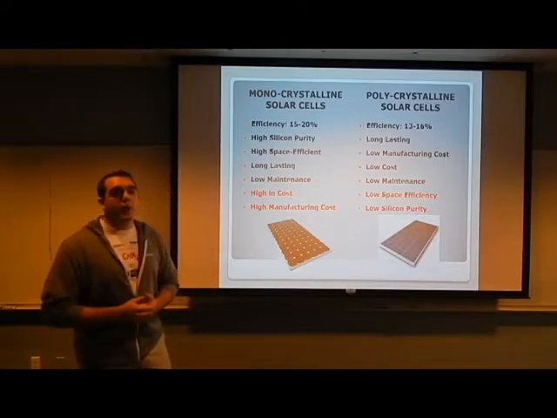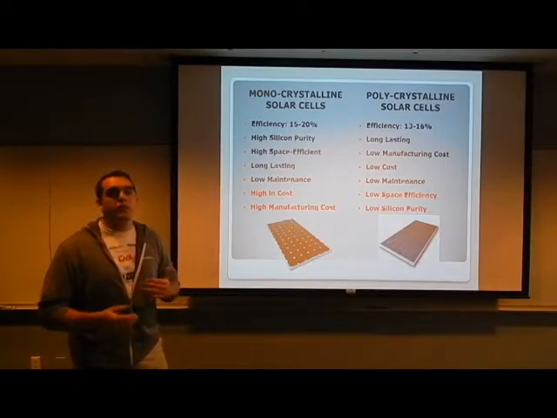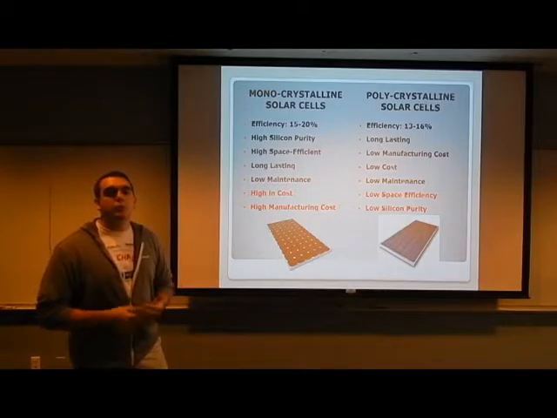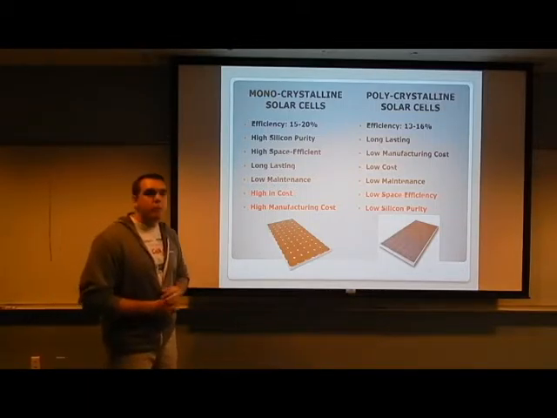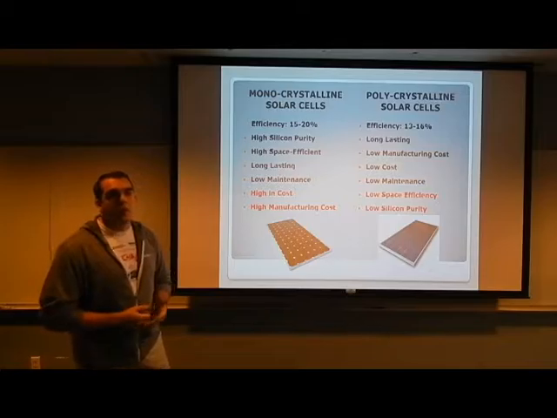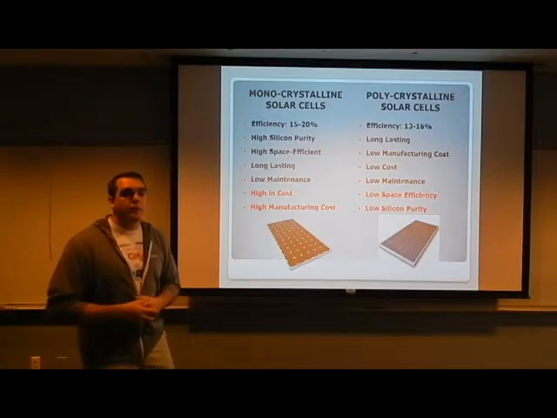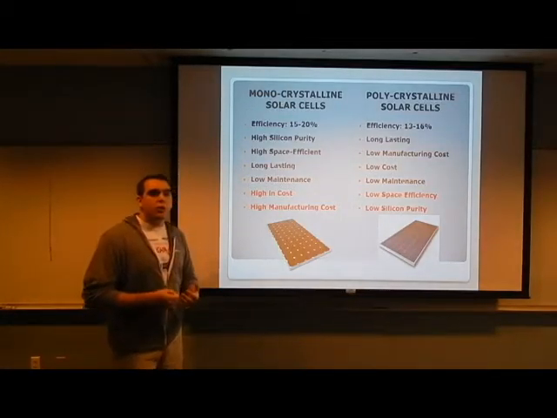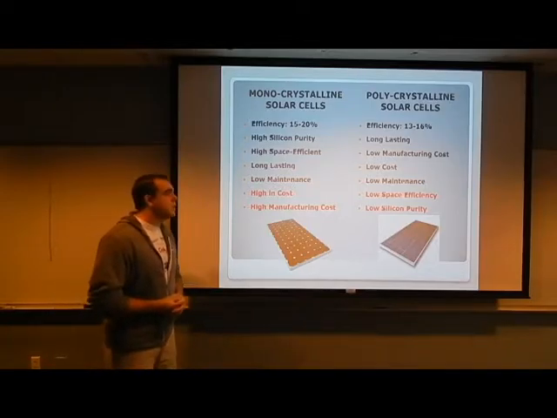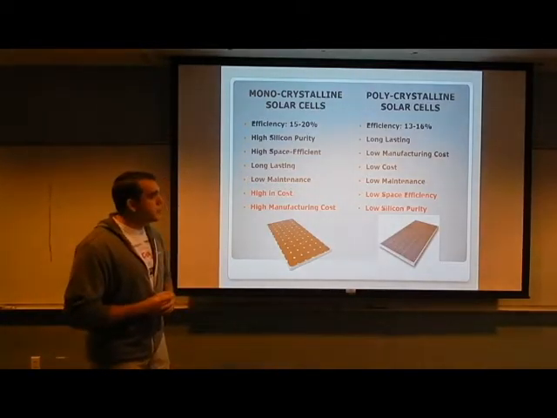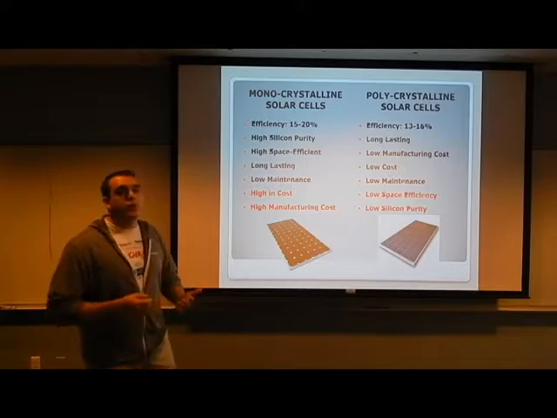Now, on the other hand, polycrystalline cells have an efficiency of 13 to 16%, slightly lower, but they also have a long-lasting capability. They have a low manufacturing cost, overall a low purchasing cost, and low maintenance as well. Though they do have a low space efficiency compared to monocrystalline cells, and they also have a low silicon purity.